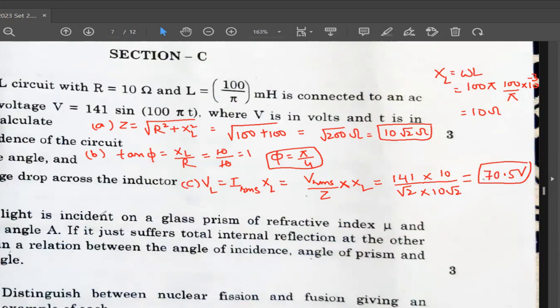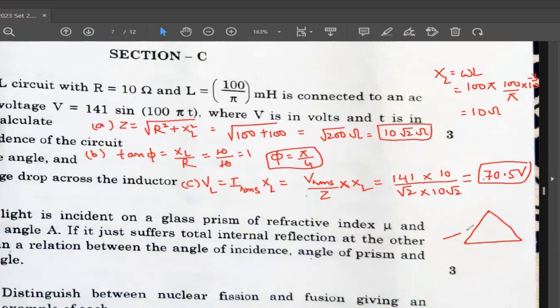Next question, question number 27. A ray of light is incident on a glass prism of refractive index mu, and refracting angle is A. It just suffers total internal reflection at the other face. Let's draw the figure. Okay, there are marks for the figure also.